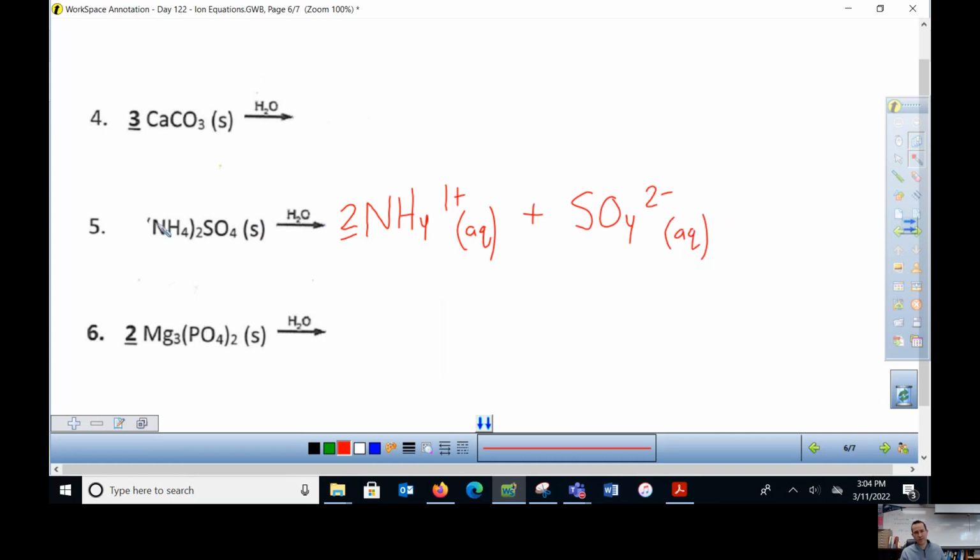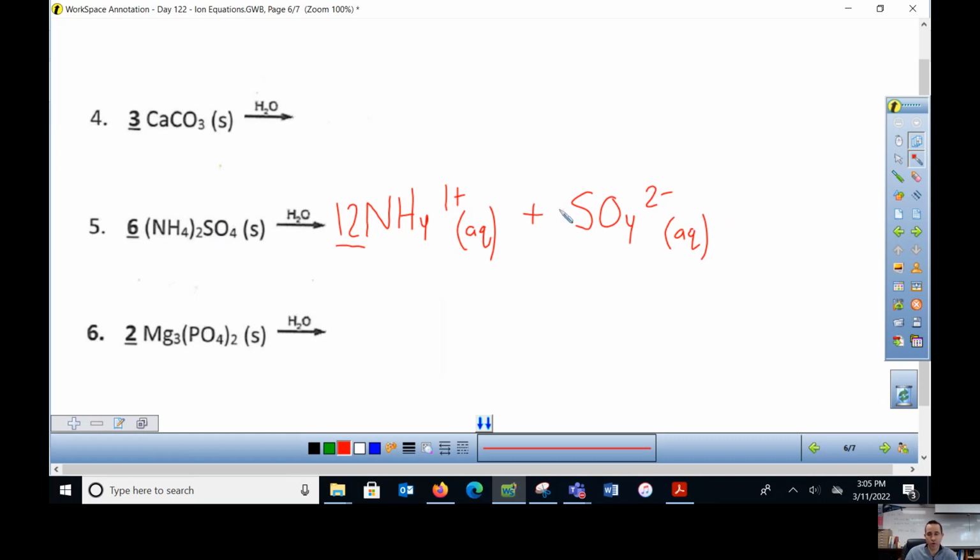So that's how you would handle it if there wasn't a number, a coefficient in front. But there is a coefficient in front. There's a 6. So it's saying we got 6 of everything. So what we're going to do is multiply. If one of these would have 2, and now we got 6 of them, 6 times 2 is 12. So we would put a 12. We got 12 ammonium ions.